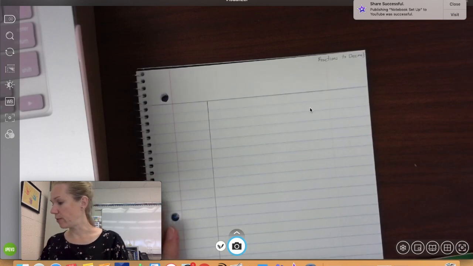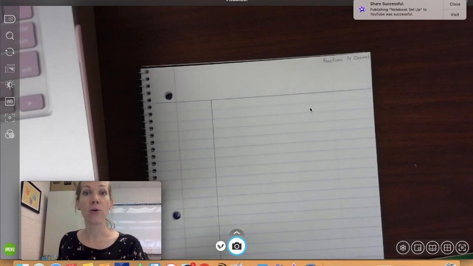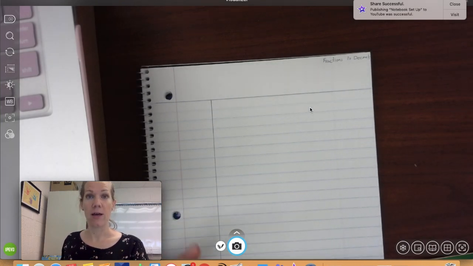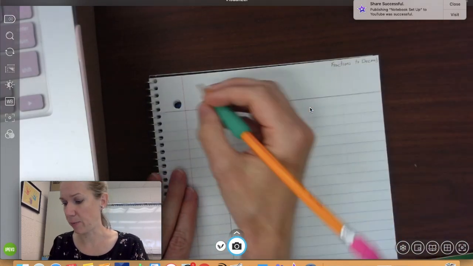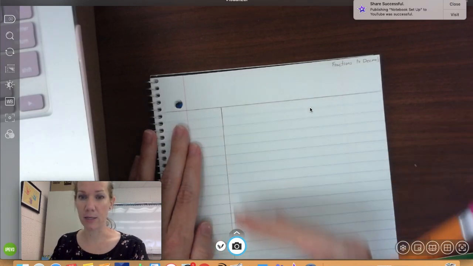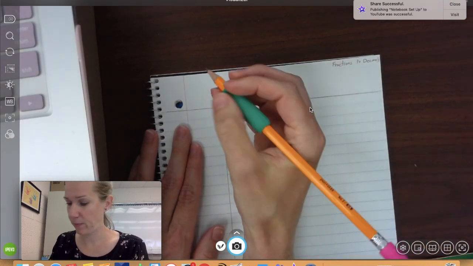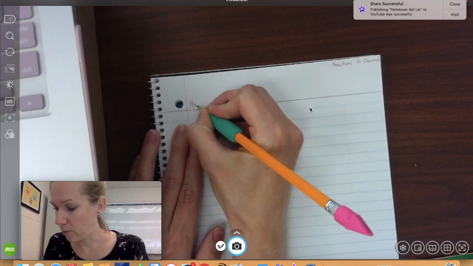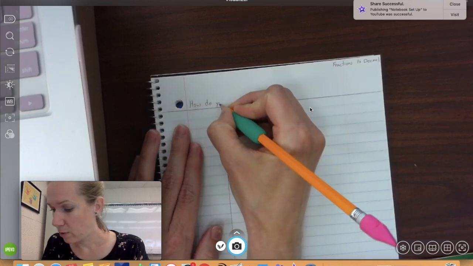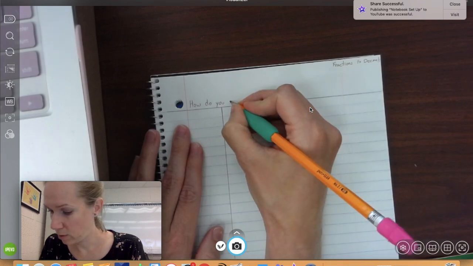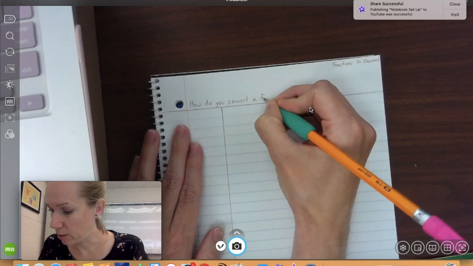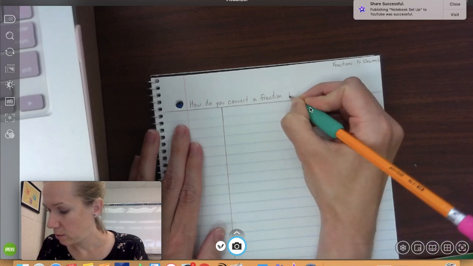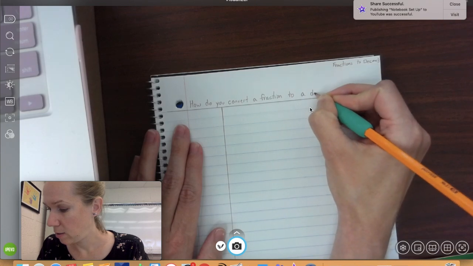And our essential question, the thing that you need to be able to answer at the end of the lesson, is how do you turn or how do you convert a fraction into a decimal? So that's what I'm going to write right along the top here. And I'm going to keep this question in mind the entire time that I'm taking notes. So how do you convert a fraction to a decimal?